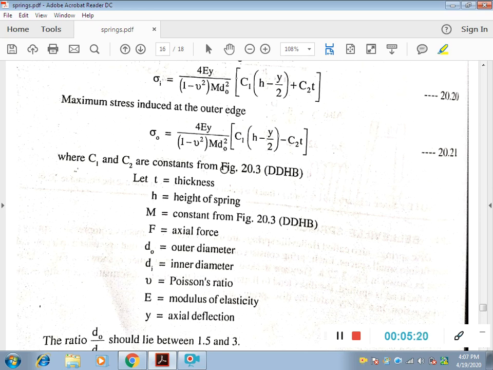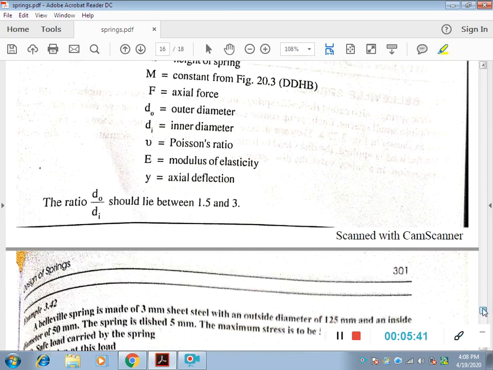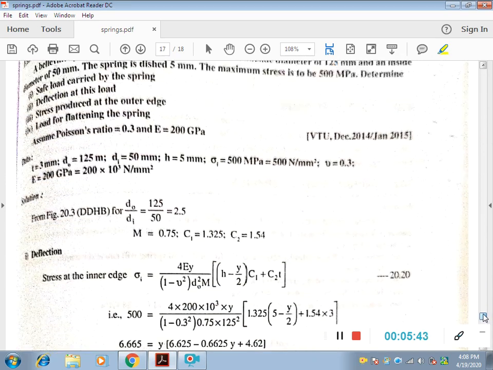M, C1 and C2 indicate the constants. These are obtained from figure 20.3 from the data book. Here it is written where C1 and C2 are the constants from figure 20.3 from the data handbook. Clear? Yes, these all are the notations. I'll directly take a problem. Only one problem is there. Many times the same problem comes in the exam.